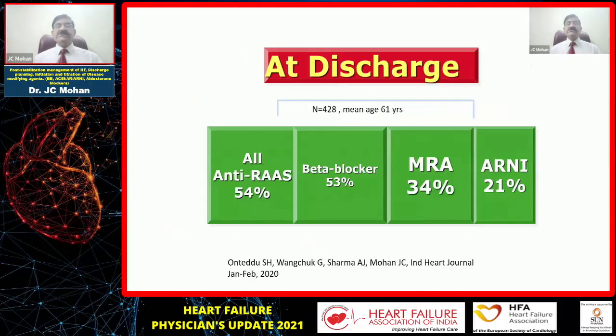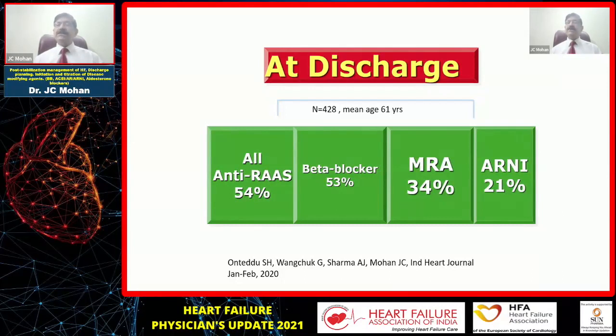However, this is some data which we published last year about acute decompensated heart failure or stabilized HFrEF patients, 428 patients, showing that at discharge, if it is a cardiology-based practice, and if you are really what you call yourself a heart failure specialist, you can finally achieve giving anti-RAS agents in over half the patients, beta blocker in over half the patients, MRA in one-third of the patients, and ARNI in 21%, and about a quarter of patients will get SGLT2 inhibitors.